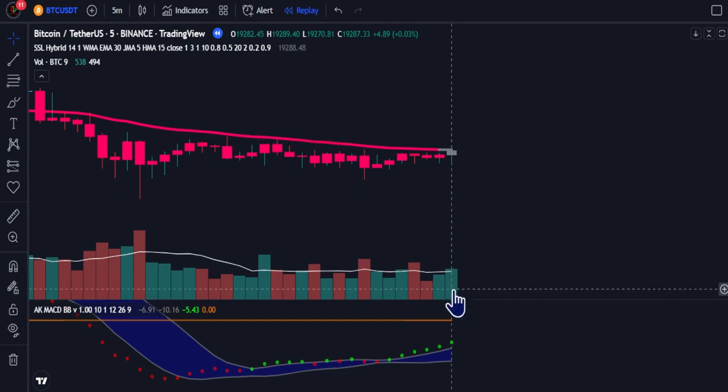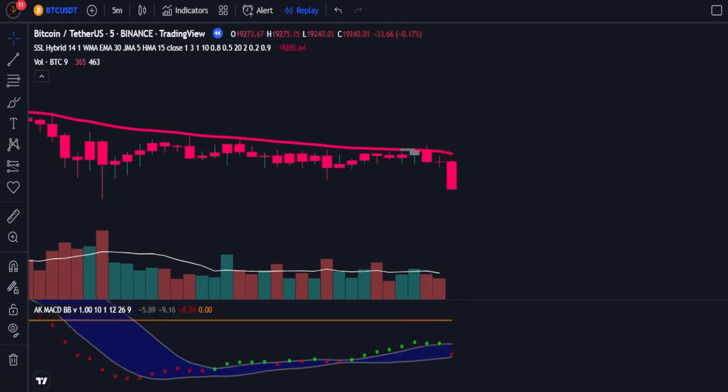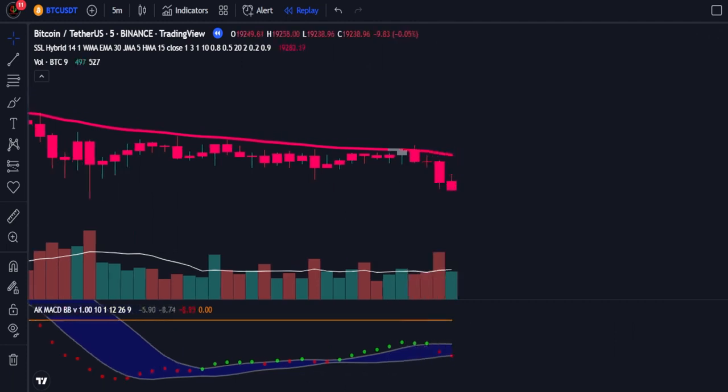Third, the volume during the pullback must have a strong volume. To confirm that, we must see the volume bar above the white line. Lastly, the improved MACD indicator must be seen below the 0 line. After that, we will wait for the green dots to turn to red before entering.